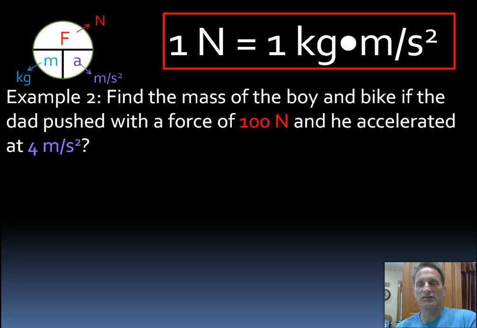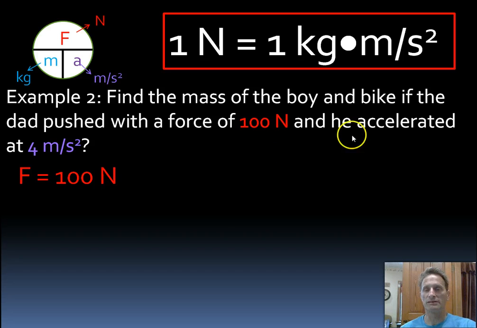So here we go. Find the mass of the boy on the bike if the dad pushed with a force of 100 newtons. And he accelerated, that being the boy, accelerated at 4 meters per second squared. Now, we'll start with our given values. Our given value is 100 newtons here. We, of course, know that newtons measures force. And so let's pull that down and put that into our given. And he accelerated at 4 meters per second squared. Meters per second squared, of course, is the unit for acceleration. And so we'll put that into our given statement right here. So there are our givens.